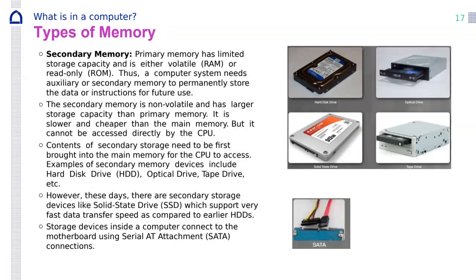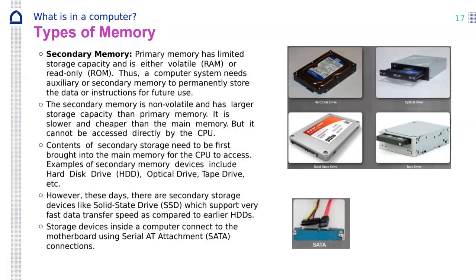Then we have also secondary memory. Because RAM and ROM are limited and they are expensive, you need something that is bigger in size. So we use hard disk. The secondary memory is non-volatile and has larger storage capacity. It is slower and cheaper than the main memory. But it cannot be accessed directly by the CPU. You will need some software to go through it.